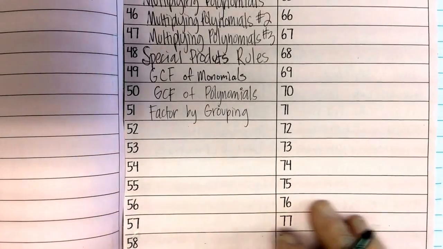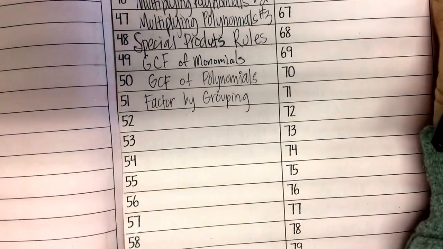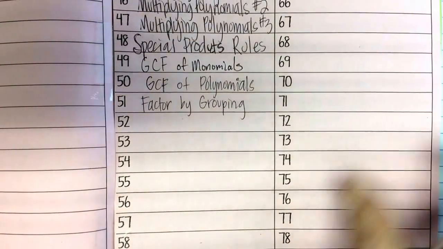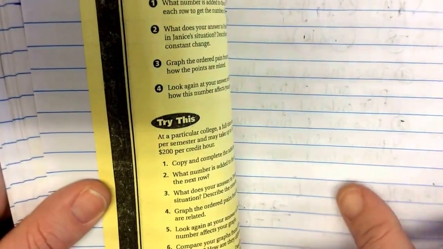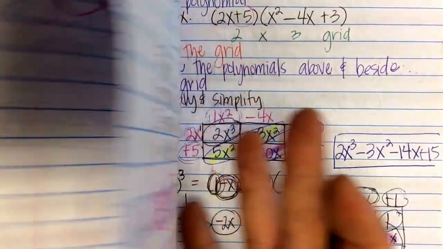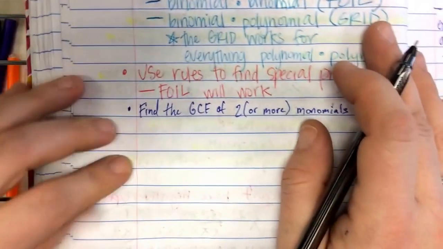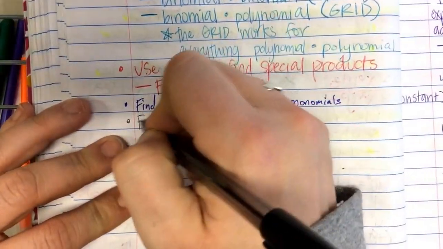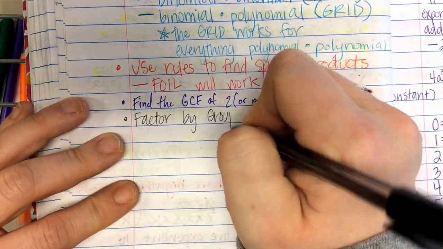Factor by grouping. And it is pretty straightforward, which is a good thing. Let's go to Unit 5 objectives and add in factor by grouping.